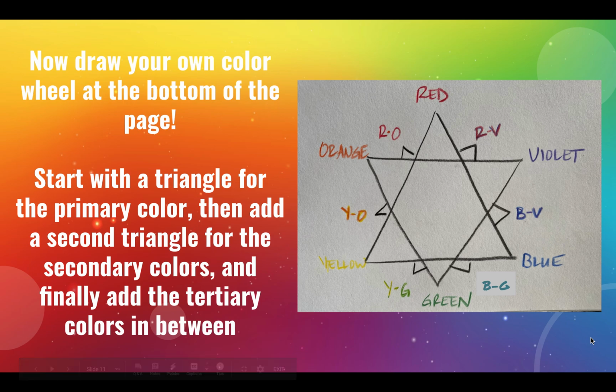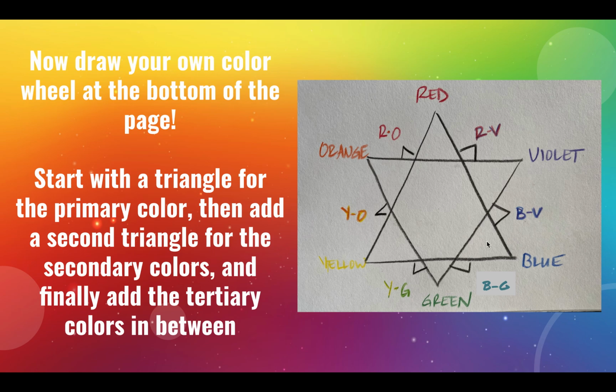So now on the bottom of your page, I want you to draw your own color wheel. So this is going to be helpful for our next part where we start to talk about color harmonies and how you can use the color wheel to pick out colors that go well together. So what you'll start to do is draw a triangle, just like this one here you see me outlining. And then in the colors, I would write out the color just so you remember what it is. Red in red, yellow in yellow, and blue.